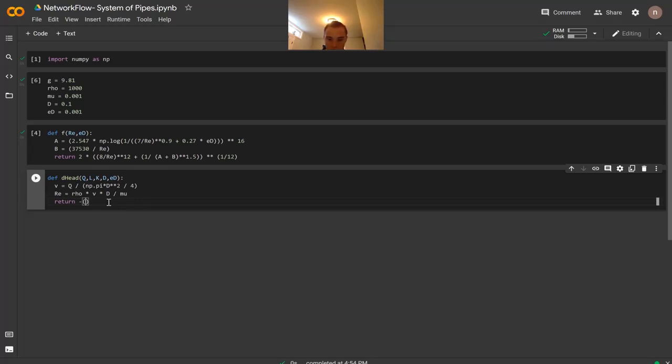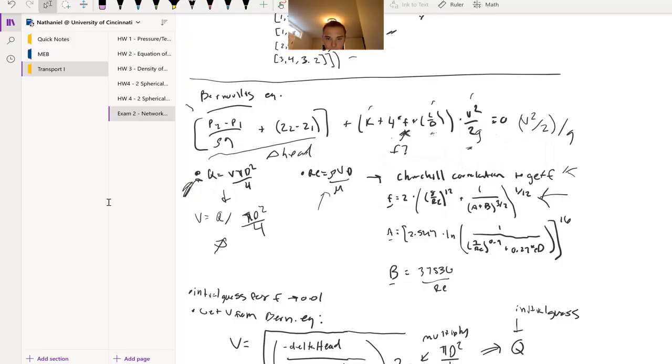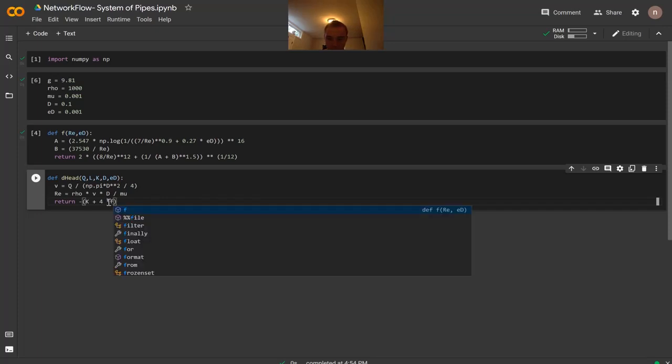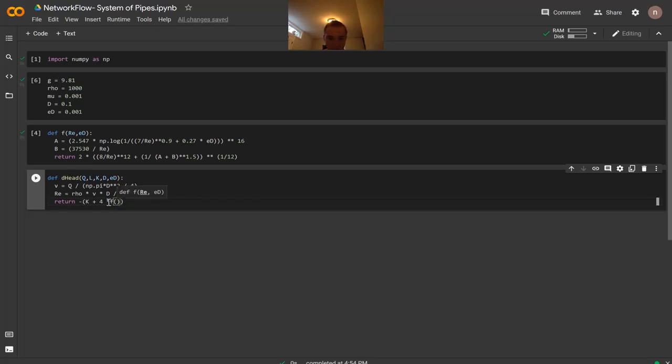So we'll have negative k plus 4 times f, and remember our f is going to take in our Reynolds number and our relative roughness to calculate it using Churchill's equation, and then times our length over our diameter, and then this will be multiplied by our velocity squared over 2 times g. And this should be good, I think.